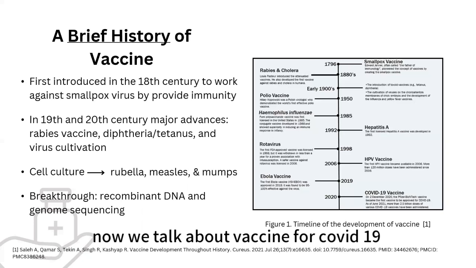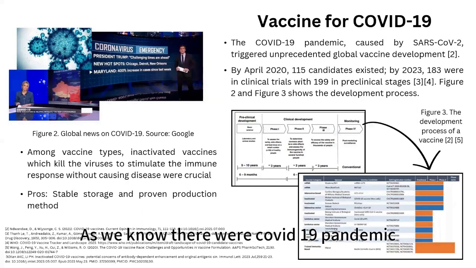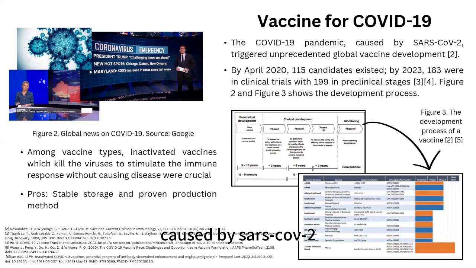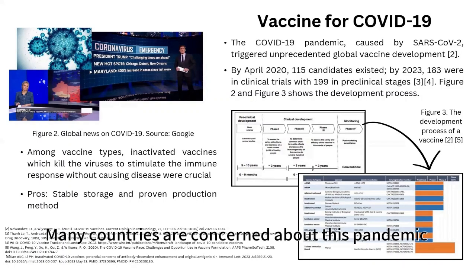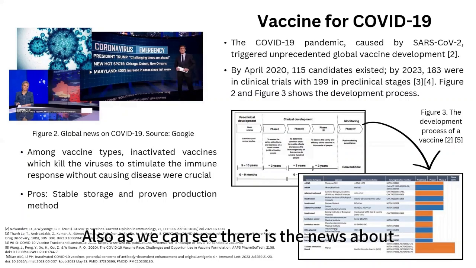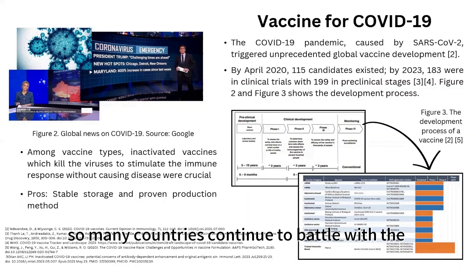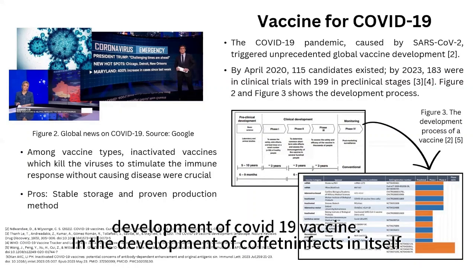Now we talk about vaccine for COVID-19. As we know, there was a COVID-19 pandemic caused by SARS-CoV-2. As a result of this pandemic, many countries are concerned, as we can see in figure 2. There is emergency news about location and statements from government. Also, there is news about how innovation is helping and so on. So many countries continue to battle with the development of COVID-19 vaccine.